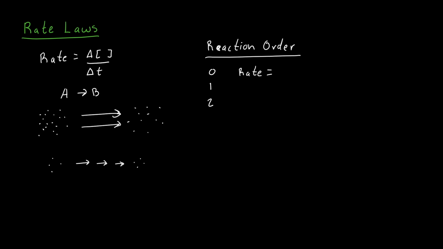So for a 0 order reaction, the rate is simply equal to K, where K is our rate constant. And that never changes for a given reaction. If the reaction is first order, our equation is rate is equal to K times the concentration of our reactant, which is A in this case, and it's to the first power because the reaction order is 1. And for a second order reaction, the rate is equal to K times A, the concentration of A, to the second power.